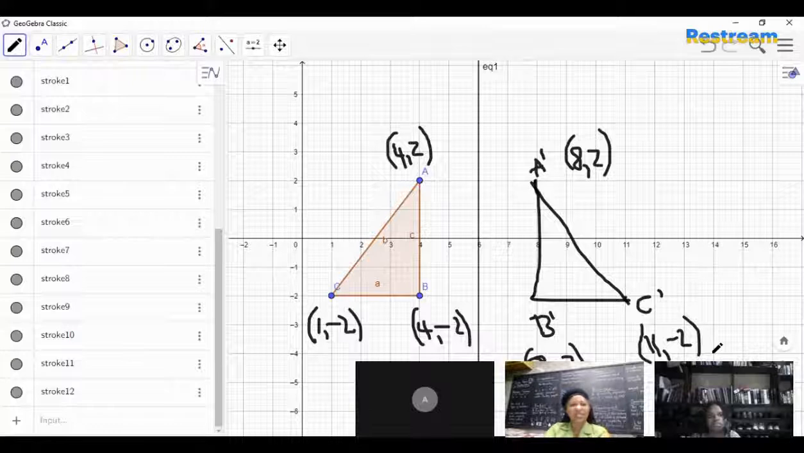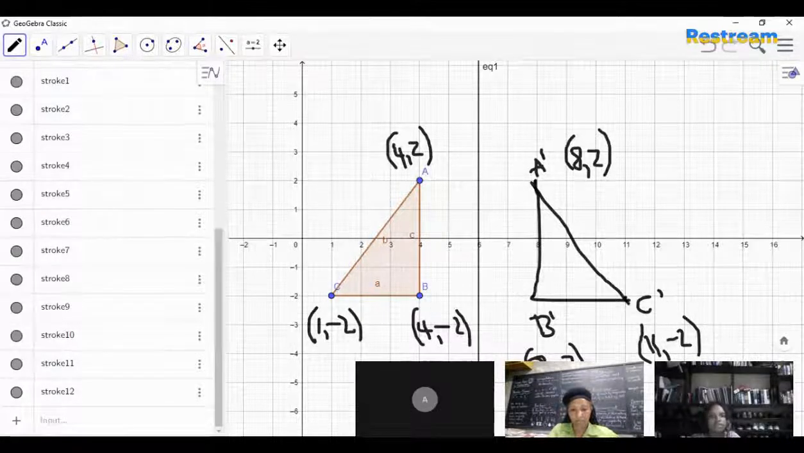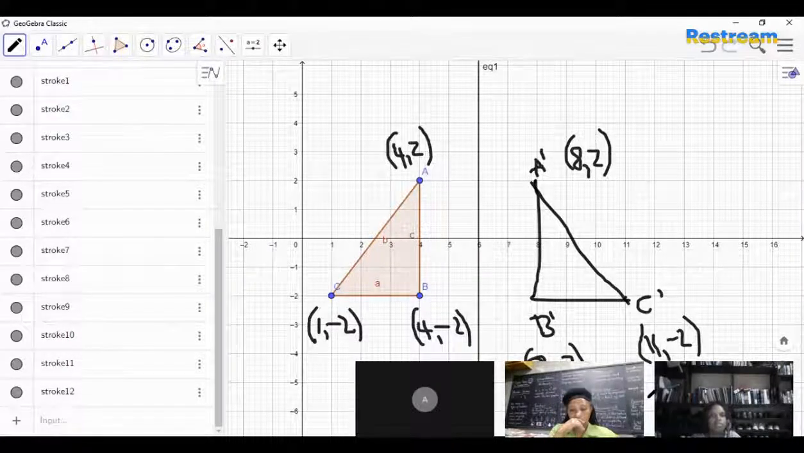All right, so which ones stay the same when we're reflecting it in the line? The y values stay the same. So the y's are the same. And what's happening to the x? For A prime, the x was doubled.